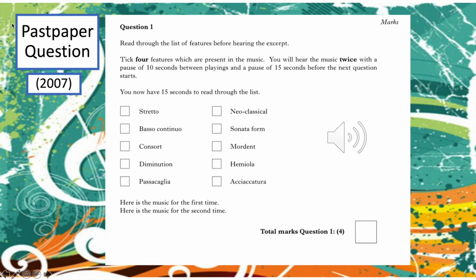So for example, stretto and sonata form don't make sense to go together because stretto is part of your fugue and sonata form is another type of form or structure.